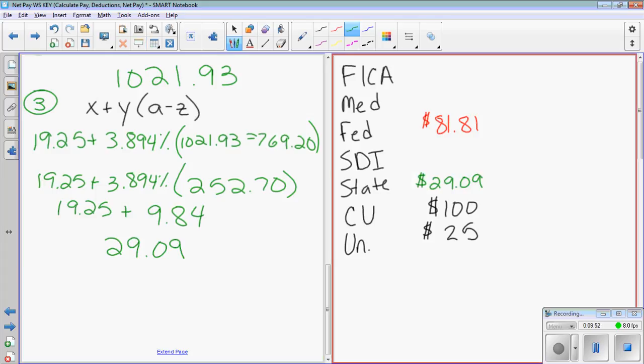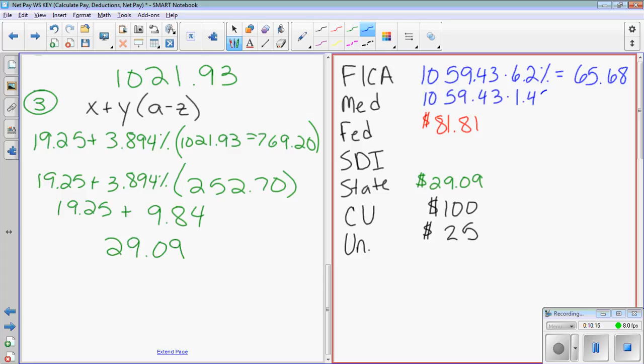Now, I just have to calculate my 3 percentages. FICA is 6.2% of your gross. So I take my gross, 1,059.43 times 6.2% gives me 65.68. 1,059.43 times 1.45% gives me 15.36. 1,059.43 times 1% gives me $10.59.